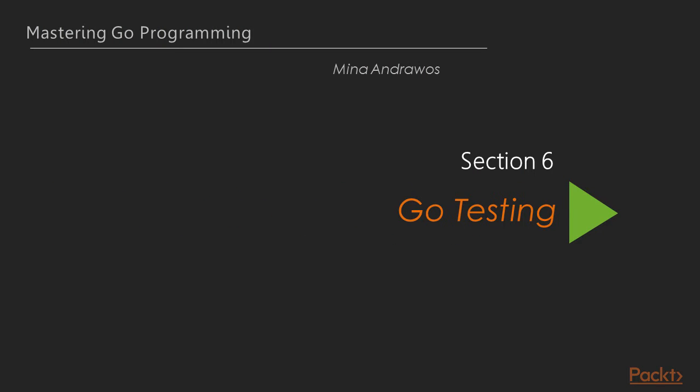Hello and welcome to the sixth section of our journey. In the previous section, we covered some master topics in the Go programming language. We covered concurrency, reflection, and some design patterns.